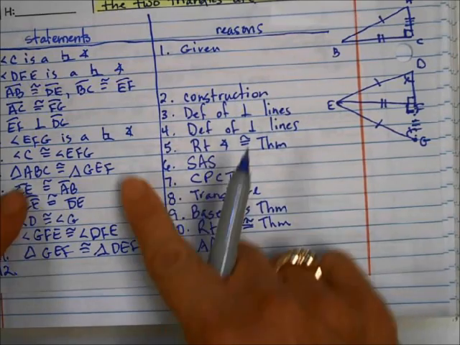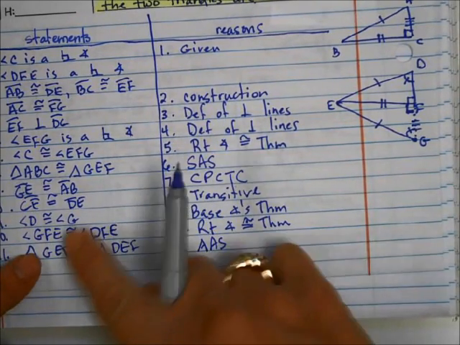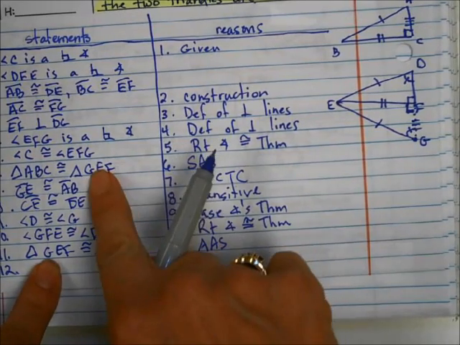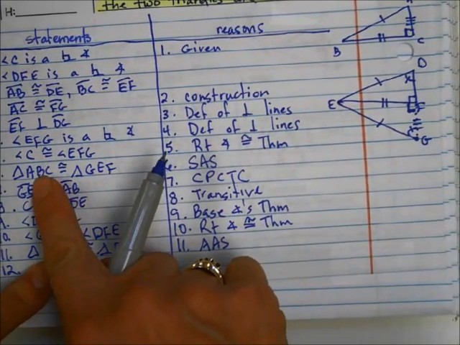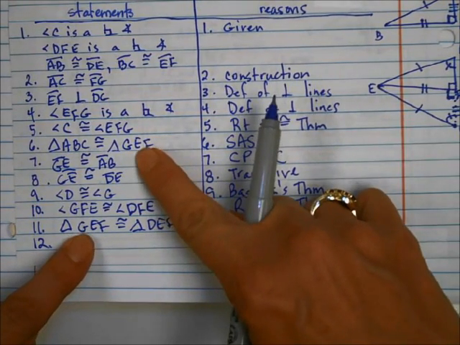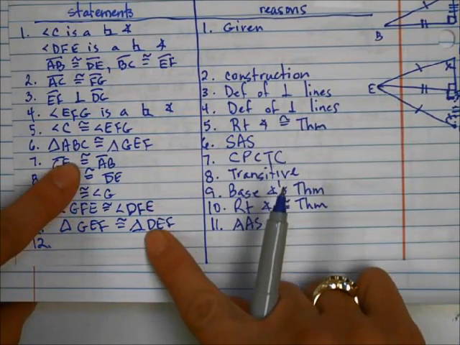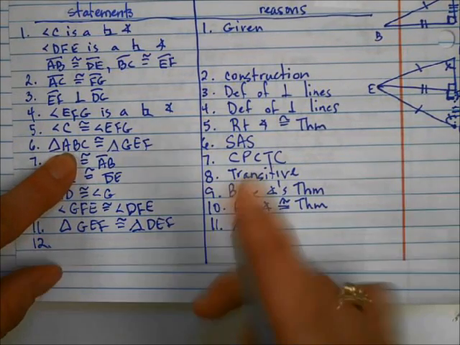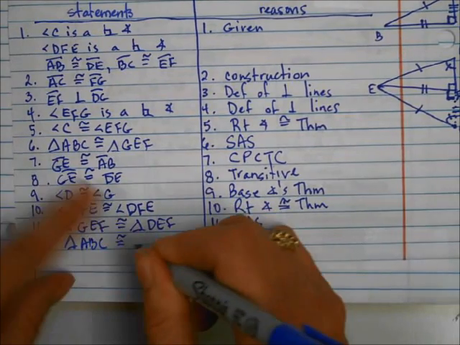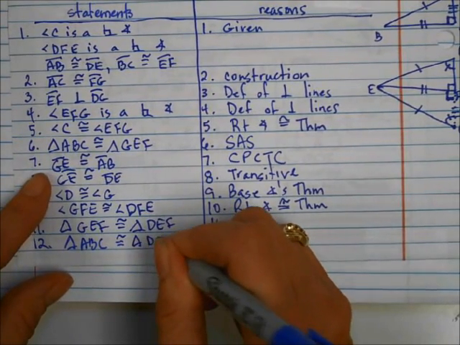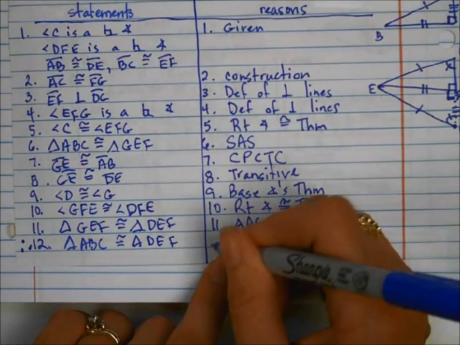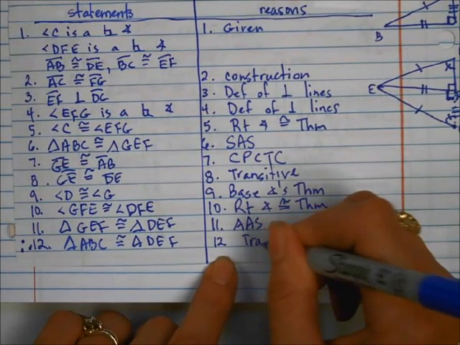So therefore, now look what you got here. Down here you said GEF was equal to DEF, but up here you said GEF was equal to ABC. So a little bit of transitive going on here, and we can pull the old switcheroony. So triangle ABC must be congruent to triangle DEF. Therefore, we just proved the triangles were congruent by transitive.